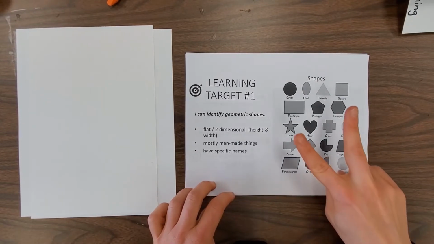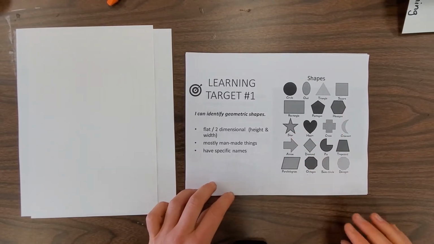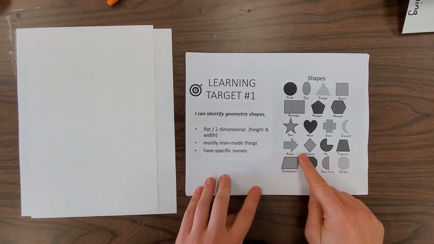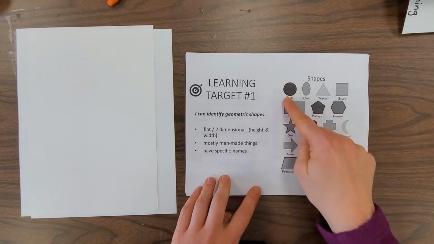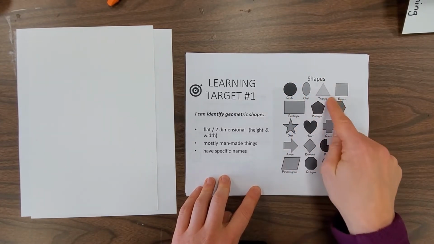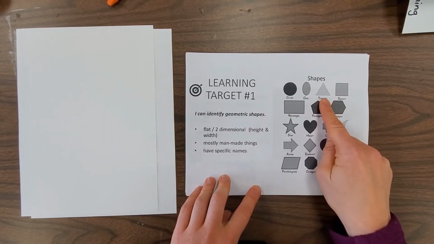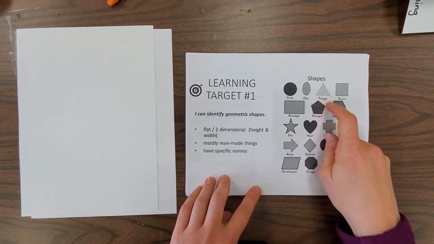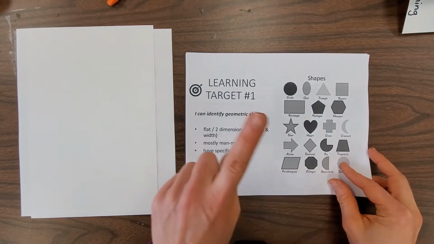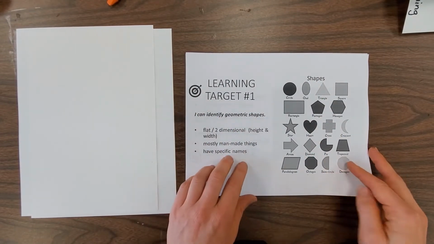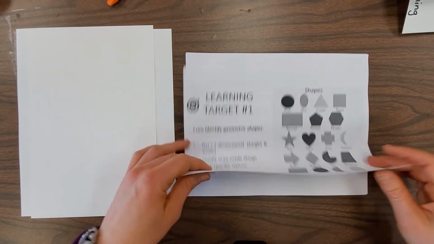Geometric shapes are two-dimensional, they're flat, and they follow rules. They have specific names, and a circle will always be a circle. A triangle, if it's got three sides, you know that shape is a triangle, because that's one of the rules of being a triangle. So geometric shapes, you're going to need to pick one for your coloring page.